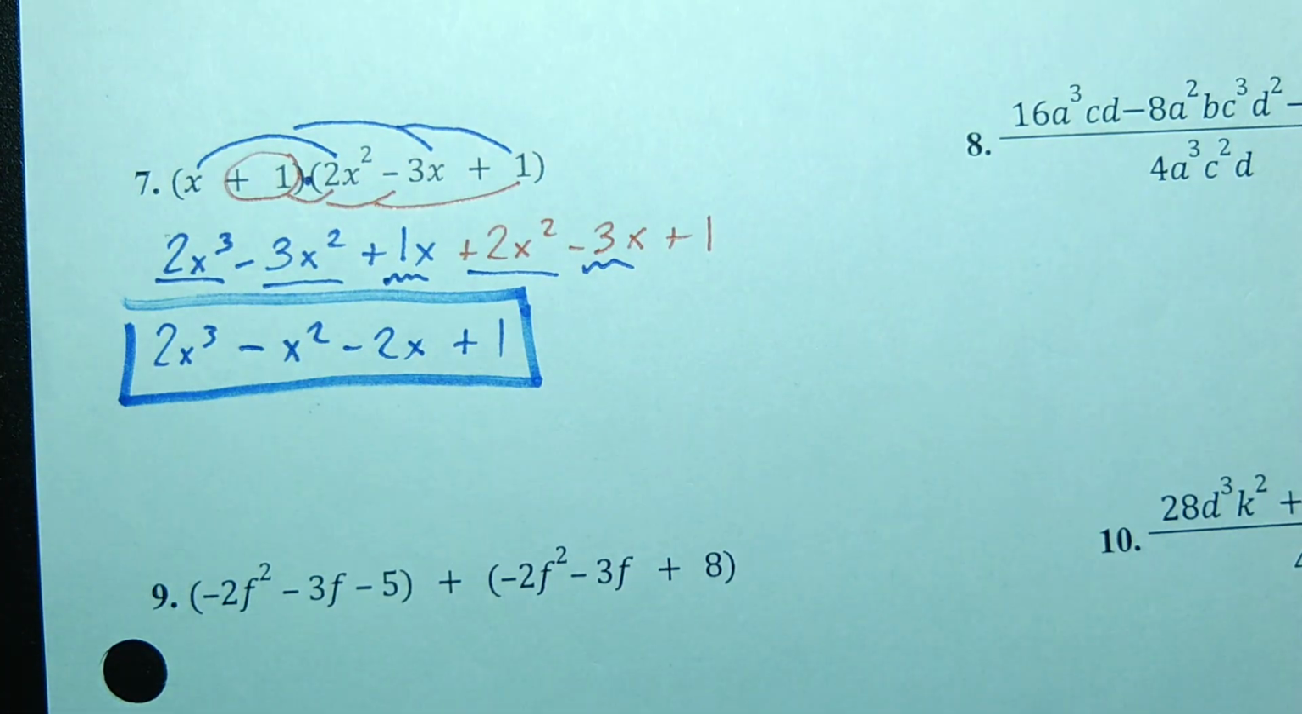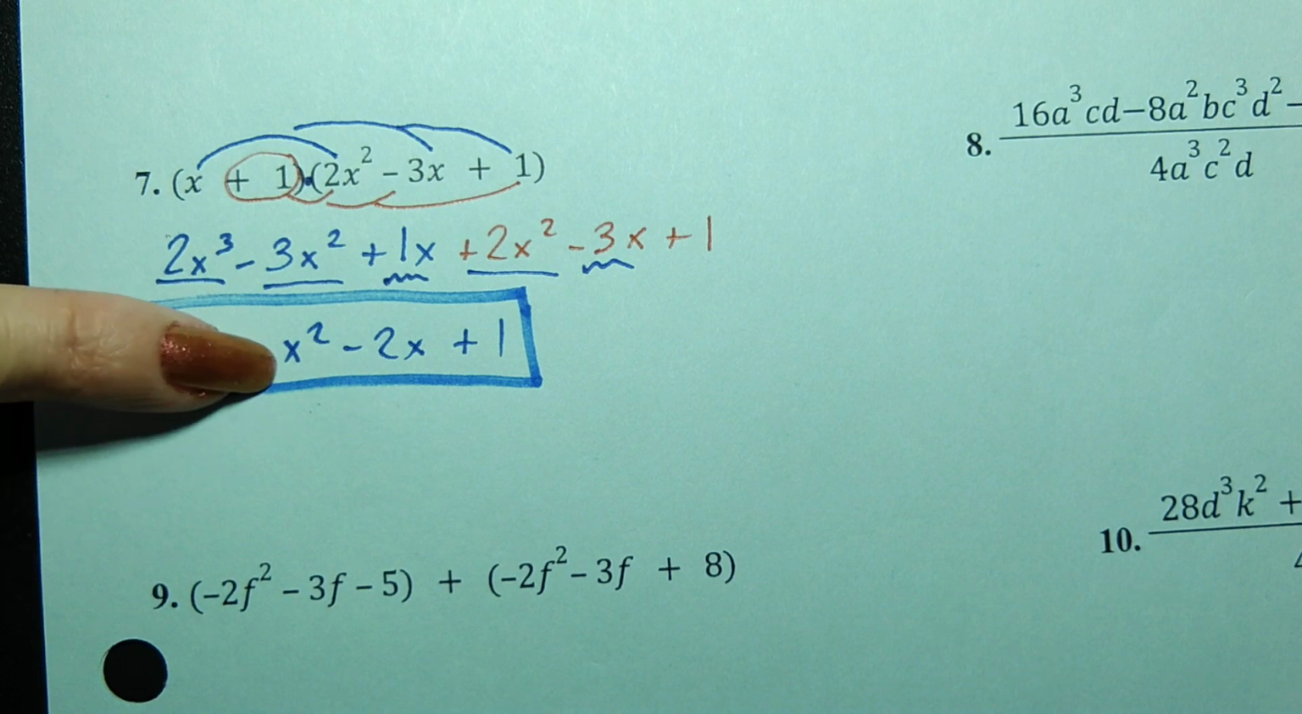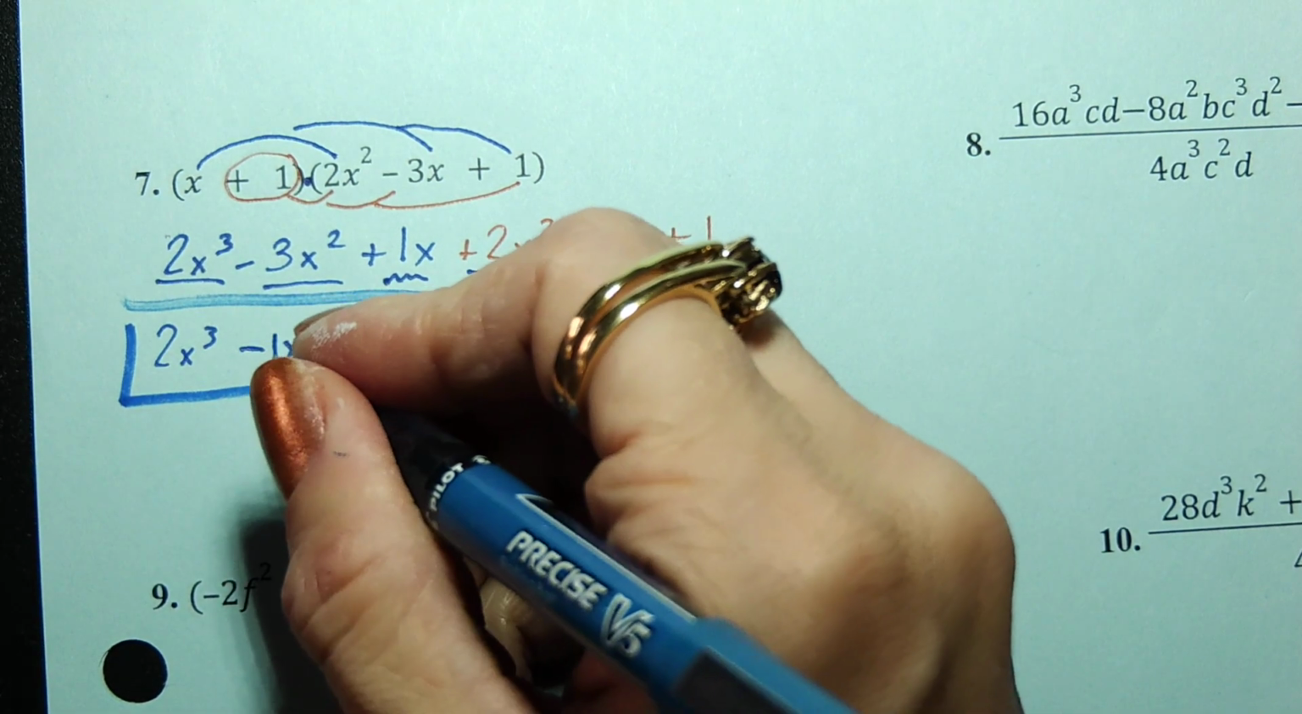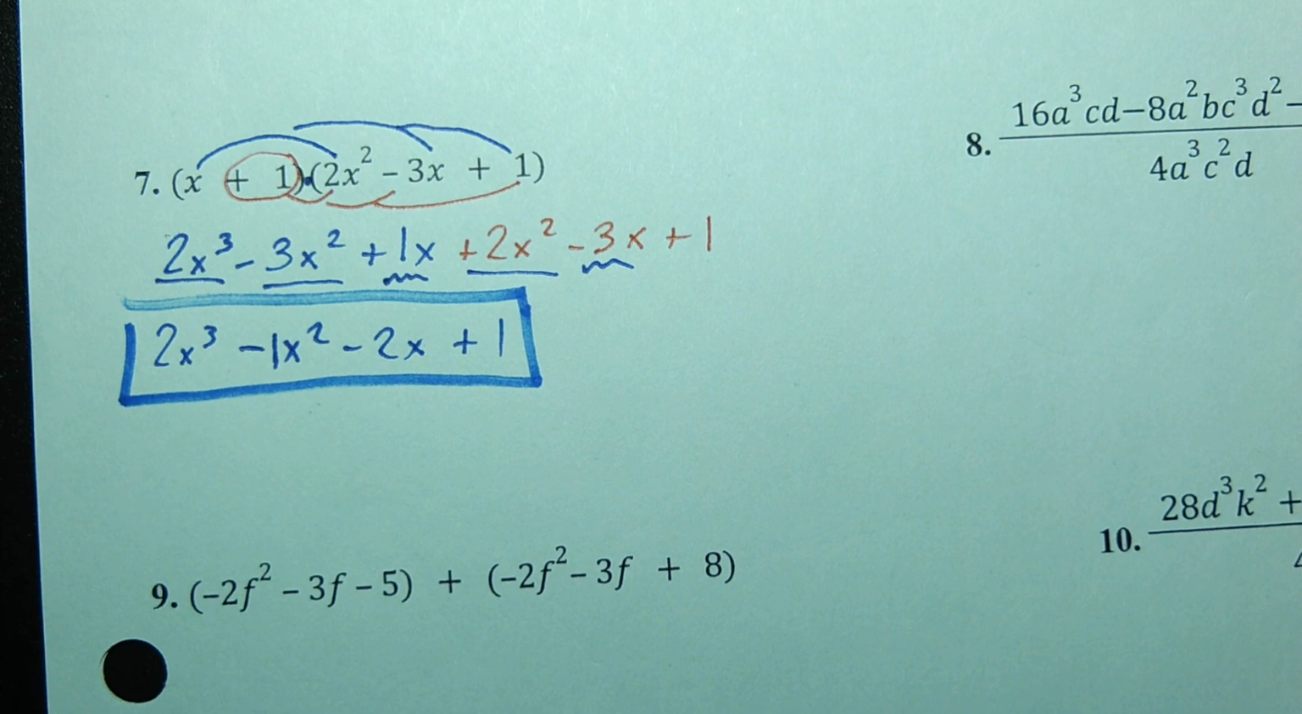Go ahead and check yourselves. Now you can have negative x squared or negative 1x squared. If you want to slide a 1 in there, that's totally fine. They mean the same thing. But that is what distributing and then combining your like terms looks like. Questions?